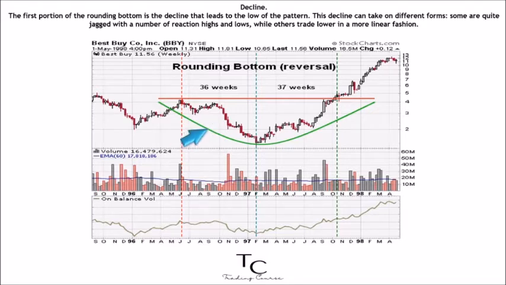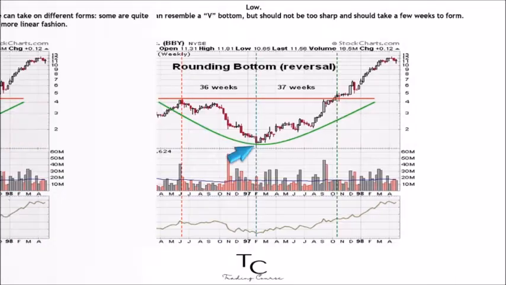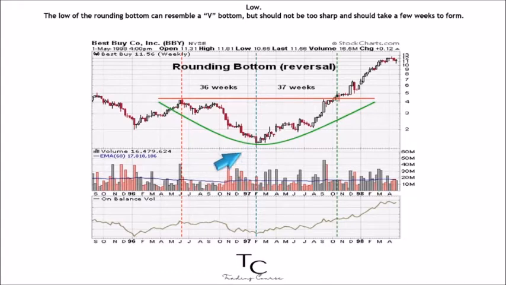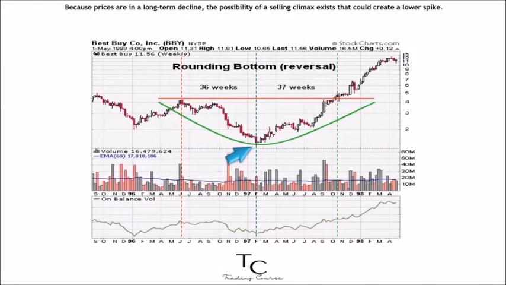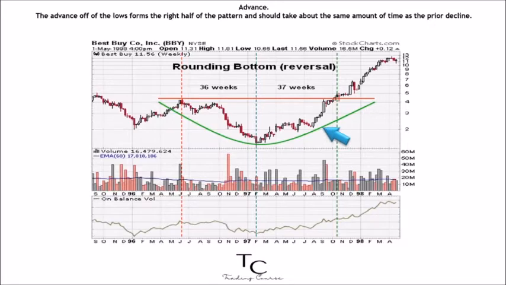Some are quite jagged with a number of reaction highs and lows, while others trade lower in a more linear fashion. Low. The low of the rounding bottom can resemble a V bottom, but should not be too sharp and should take a few weeks to form. Because prices are in a long-term decline, the possibility of a selling climax exists that could create a lower spike. Advance. The advance off of the lows forms the right half of the pattern and should take about the same amount of time as the prior decline.